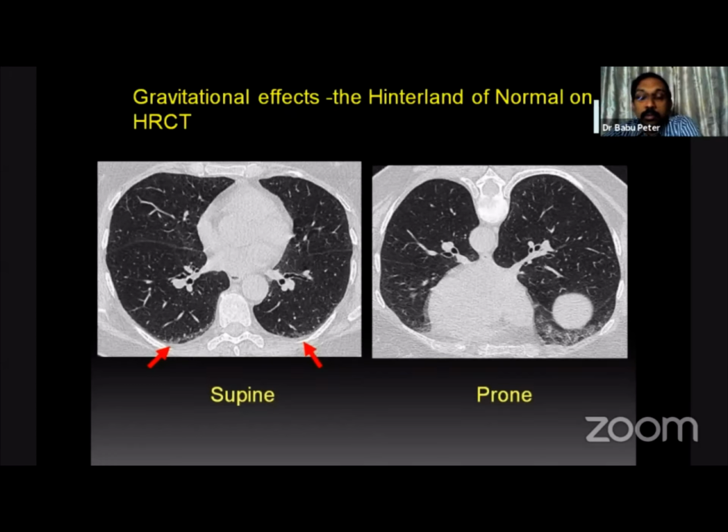Before we move on to the various patterns, we should recognize some of the normal pitfalls or variants. As a beginner, whenever you see a subpleural increased density, this should not be confused with an abnormality or an interstitial thickening. This is gravity-dependent atelectasis. To overcome this, we do a prone CT scan, in which we can see the abnormality is seen in the anterior aspect. This is clear. So this should not be mistaken for early interstitial lung disease, especially in patients who have asbestosis, etc.